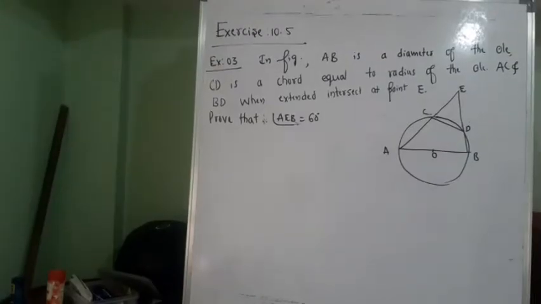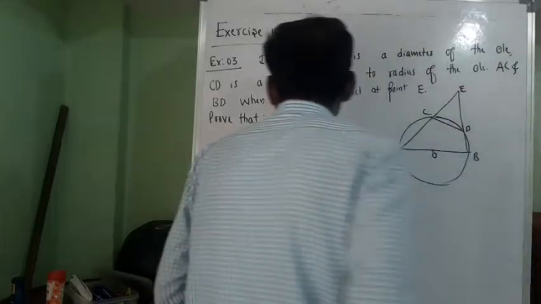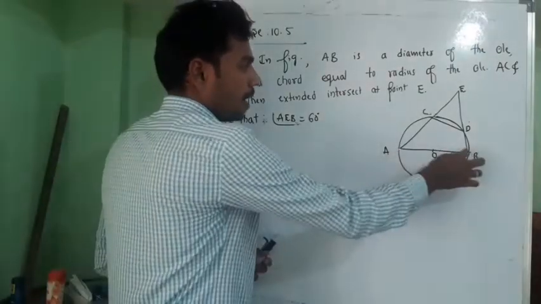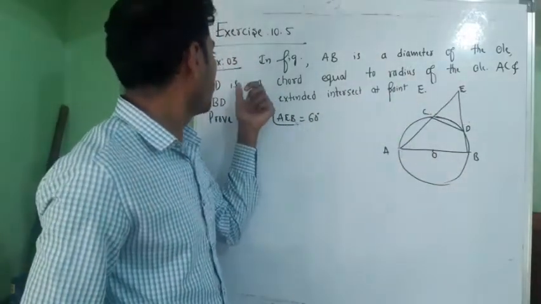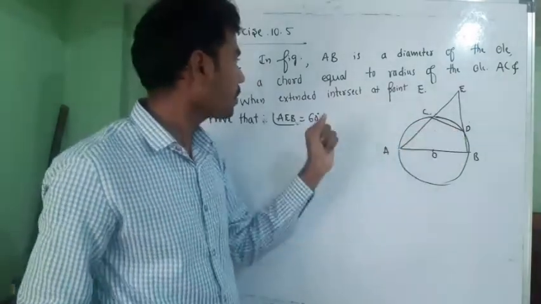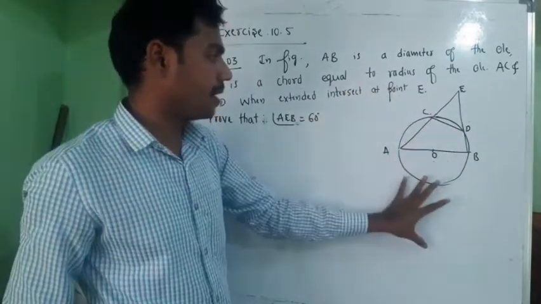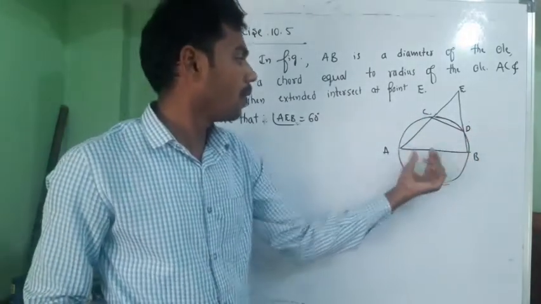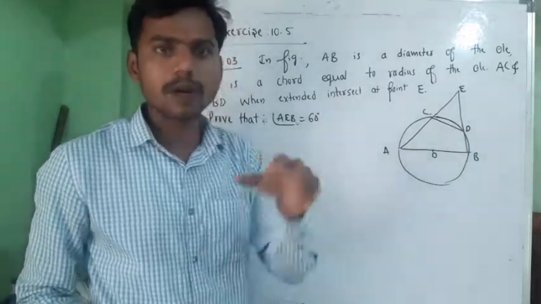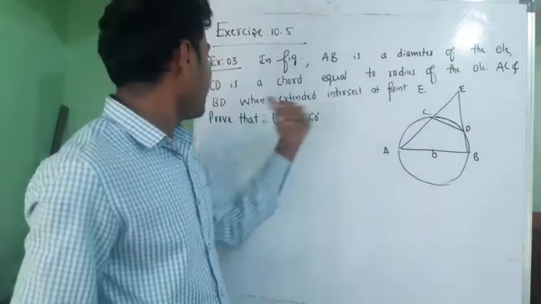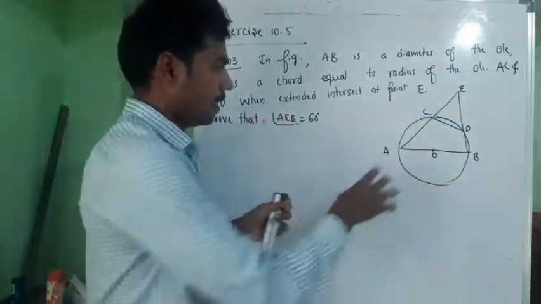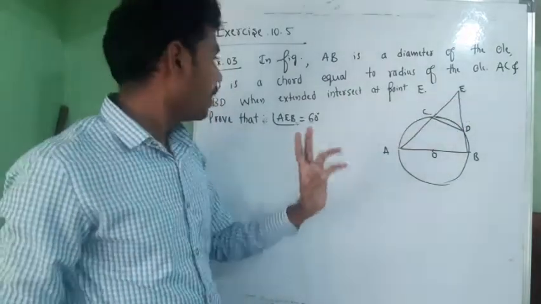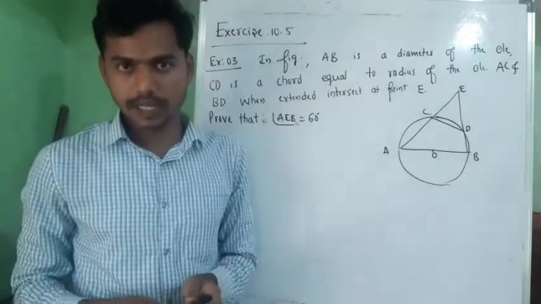So example number 3, which is based on the previously explained theorems. In the figure, AB is the diameter of a circle. CD is a chord equal to the radius of the circle. So OA, OB, OC and OD will be equal because they are radii of a circle. AC and BD when extended intersect at point E. Then prove that angle AEB is equal to 60 degrees, that we need to prove.